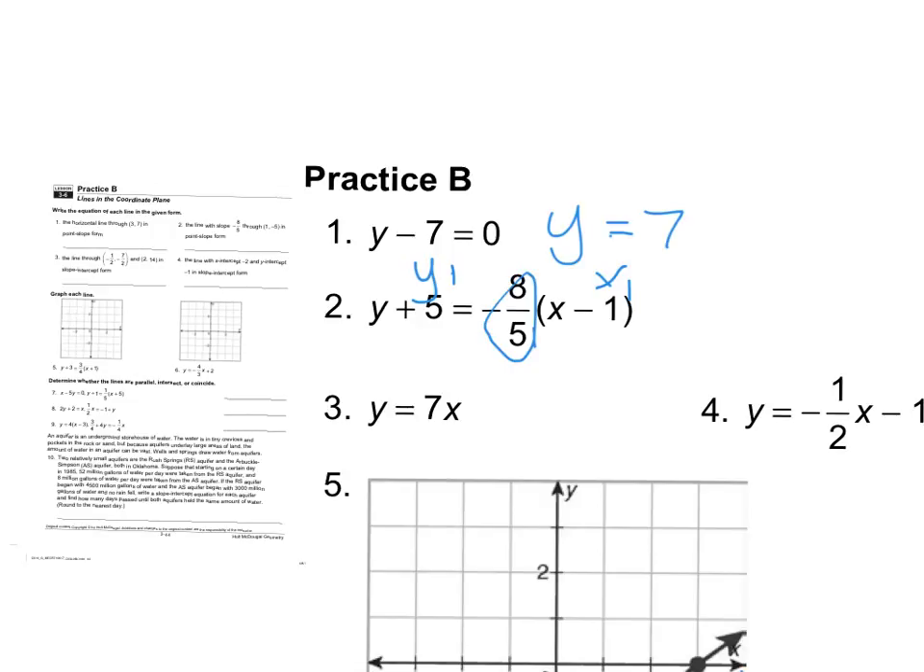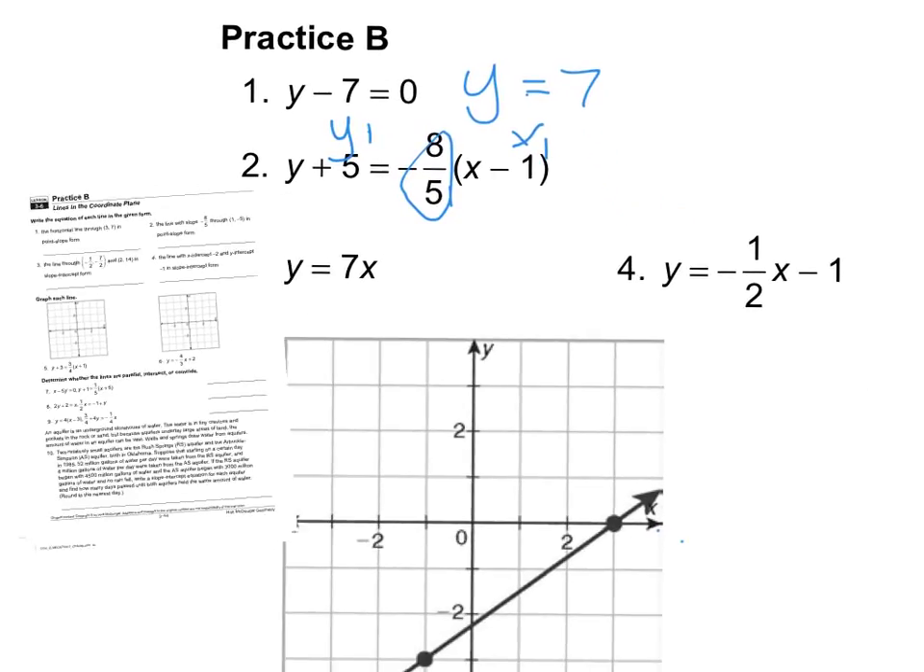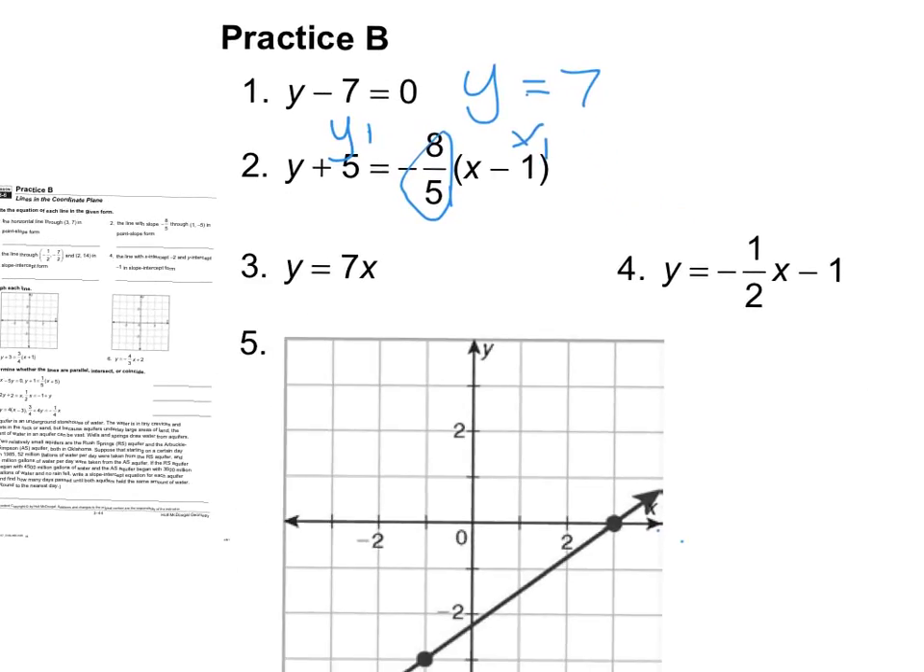Okay, 3 is y equals 7x. 4 is y equals negative 1/2 x minus 1.